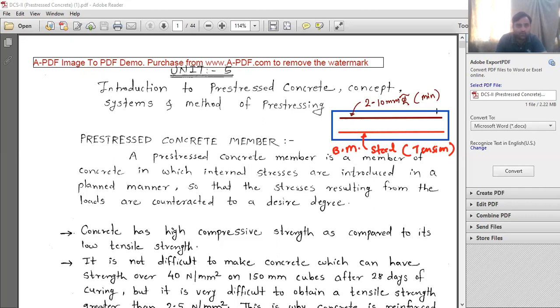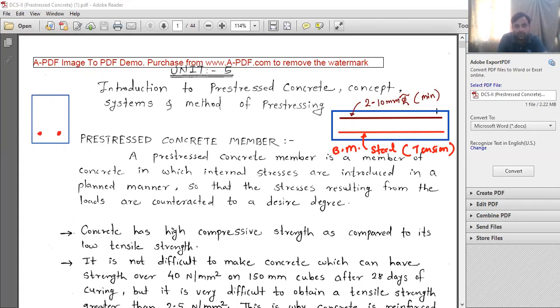Same, if I show you the cross section, here if you see the cross section of this, these are the bars. These are the bars which are at the bottom. It will look like this. These are the bars which are provided at the bottom.